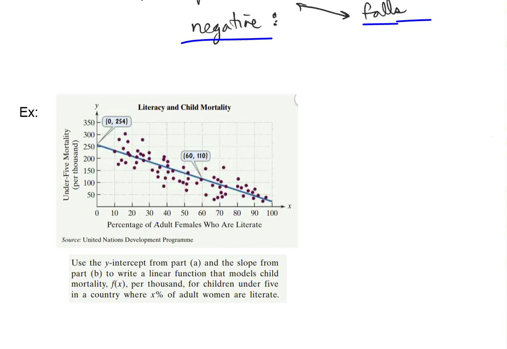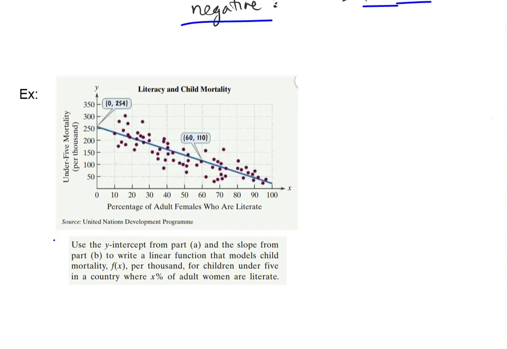Now, the only thing we really need to know, which is described in this example here, is provided in the diagram. This example says use the y-intercept from part A and the slope from part B. Well, we actually skipped those parts, so we'll just ignore that. We have enough provided in this chart. We're just going to ignore the first part of that one.